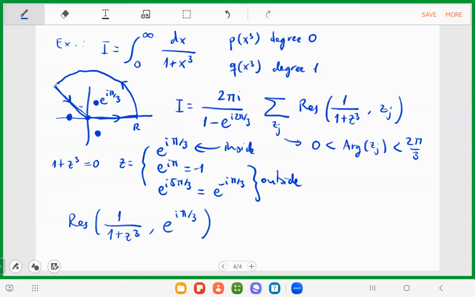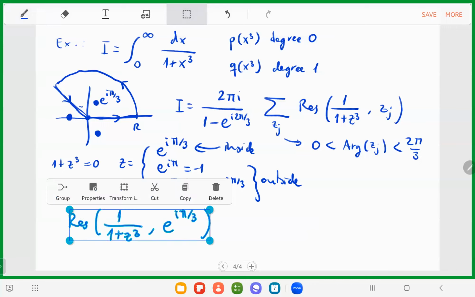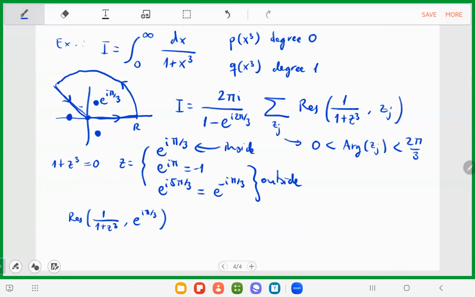Using L'Hopital, sorry, I need a bit of space. Using L'Hopital, we will have the numerator divided by the derivative of the denominator, right? Evaluated at this, 2 pi over 3. The derivative is 3z squared, evaluated at that. Okay, so we already have everything we need.